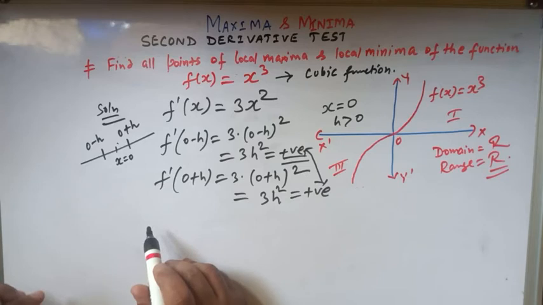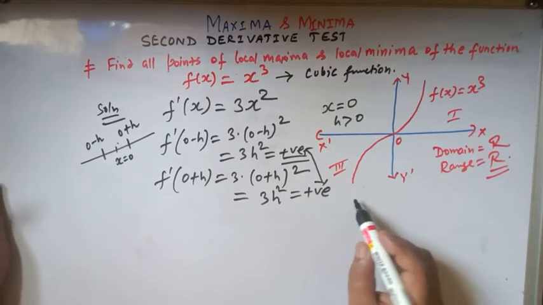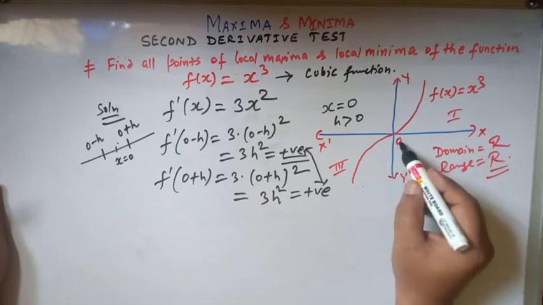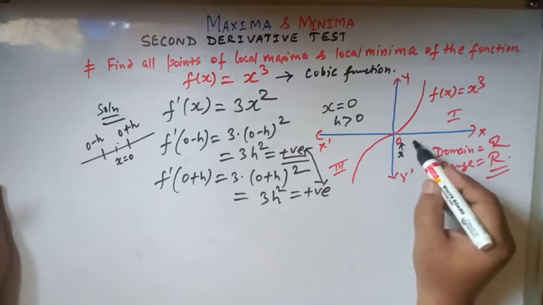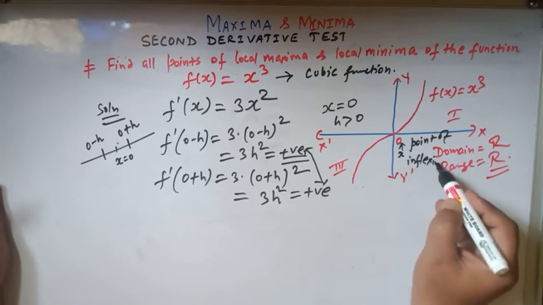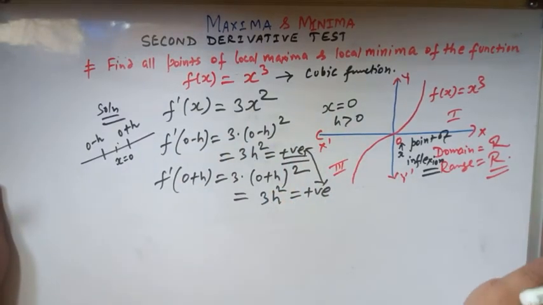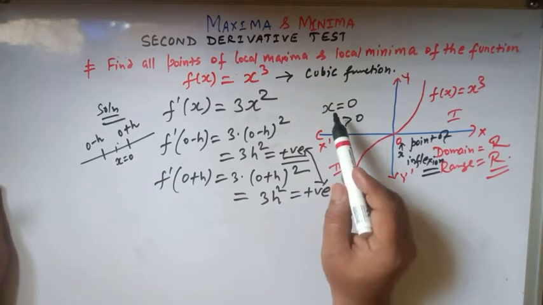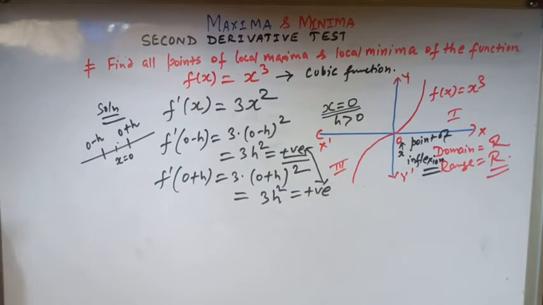Hence we conclude that by virtue of first derivative test, we declare that this point x equal to 0 is a point of inflection. Clear? So here there is no point of local maxima and local minima, but we have this critical point x equal to 0 as the point of inflection. Clear?